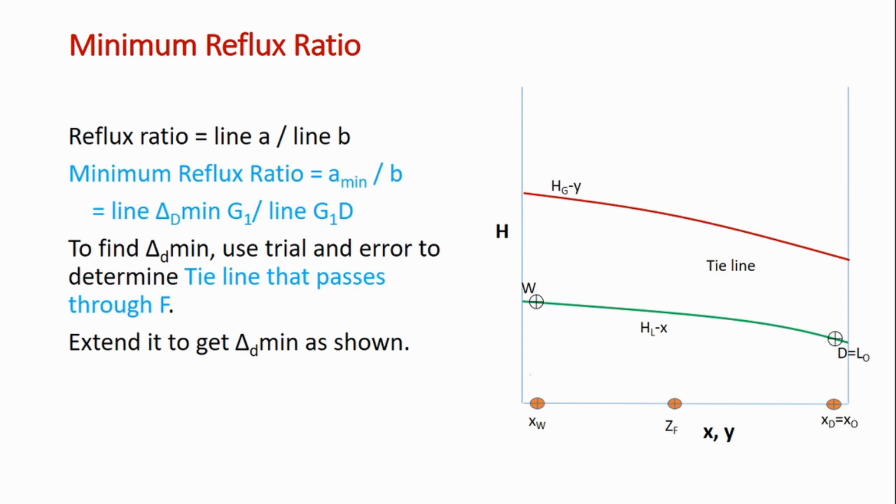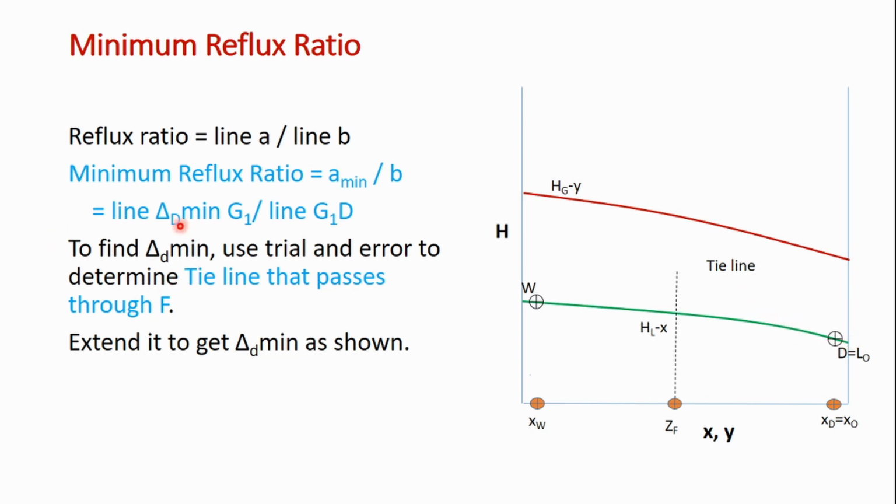What happens for the minimum reflux ratio? The reflux ratio, as we stated, is line A by line B. Line B is from G1 to D and A is above that. Minimum means this value is going to be the minimum. B is fixed, right? So A is minimum. That means we have to find this delta D minimum for the G1 point. G1 point is over here, and we have to get this delta D minimum. That will be the minimum A value. This is the B value that is fixed, right?